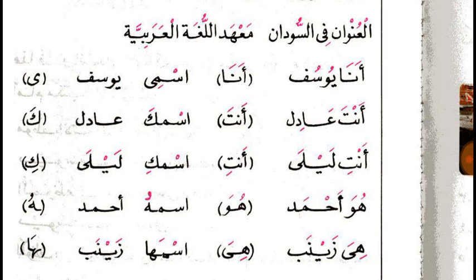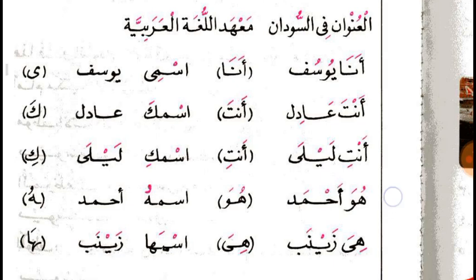Anti Laila, you are Laila. Anti is you for female. Ismuki, your name for female. Ki means your, for female.